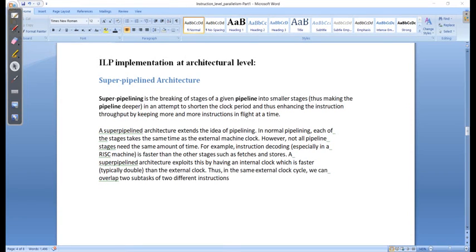First one is the super pipelined architecture. In super pipelined architecture, super pipelining is the breaking of stages of a given pipeline into smaller stages, thus making the pipeline deeper. Say this is your entire process.